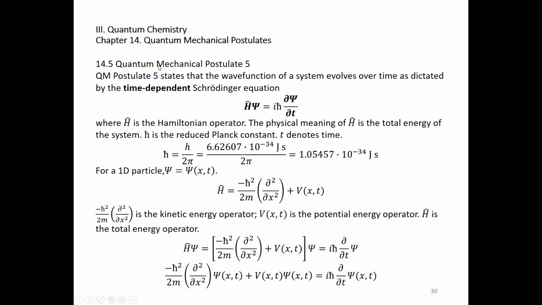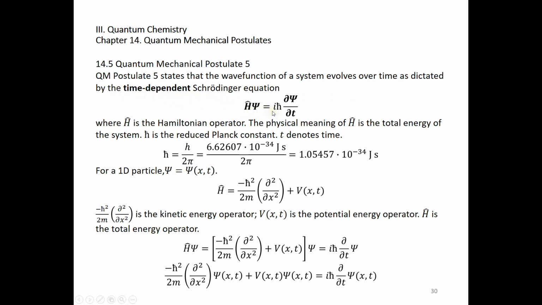Chapter 14, Quantum Mechanical Postulates. Section 14.5, Quantum Mechanical Postulate 5. Postulate 5 states that the wave function of a system evolves over time as dictated by the time-dependent Schrodinger equation.